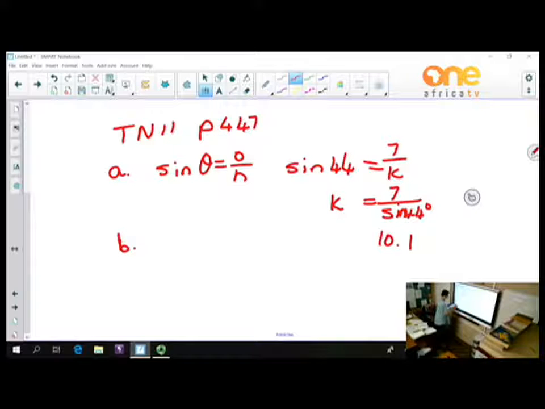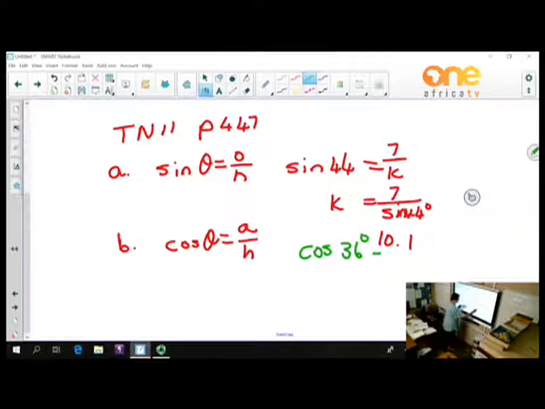Number B, which function? Cosine. So cosine theta is equal to adjacent over hypotenuse. Substitute. So cosine 36 degrees is then equal to 11 over n. Can you see that it's the included angle? Which method? Bottom divide. 11 divided by cosine 36. On your calculator, 11 divided by cosine 36 is equal to 13.6.